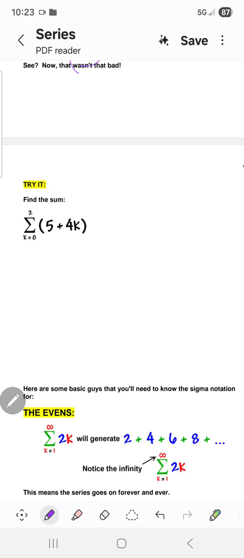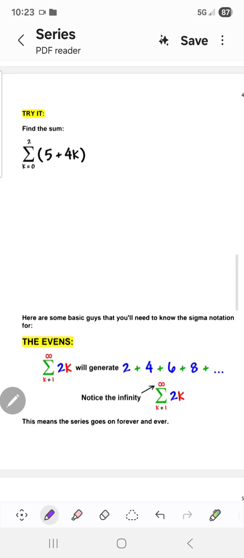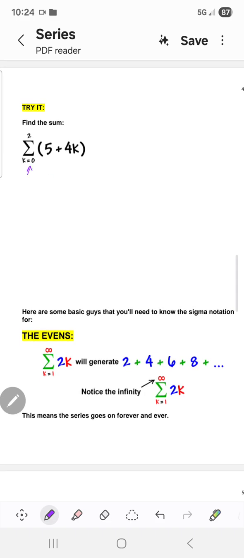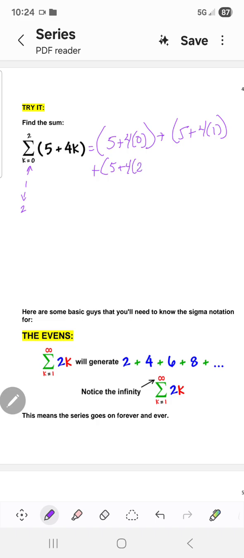Now we're going to do one that's just a little bit more complicated. Not terrible, though. Where do we start? We start at 0. So I've got 5 plus 4 times 0. Sigma means plus, so go to the next one. Now I'm going to let it be 1: 5 plus 4 times 1, plus. Now I'm going to let it be 2: 5 plus 4 times 2, plus. Now I'm going to stop. Why? Because I was supposed to stop at 2.